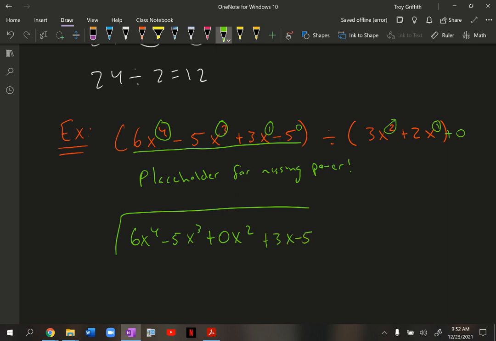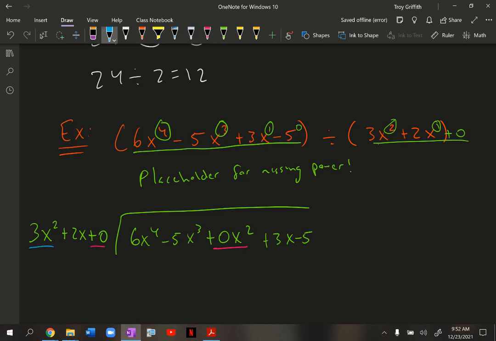And then on the outside here, I'm going to write down 3x squared plus 2x, but I'm going to put a placeholder for the 0. So what I want you guys to notice here is if we skip something, we must put a 0 times whatever that thing is that we're skipping in as a placeholder. This is going to help me keep my division lined up really nicely as I go. All right, let's try this here.